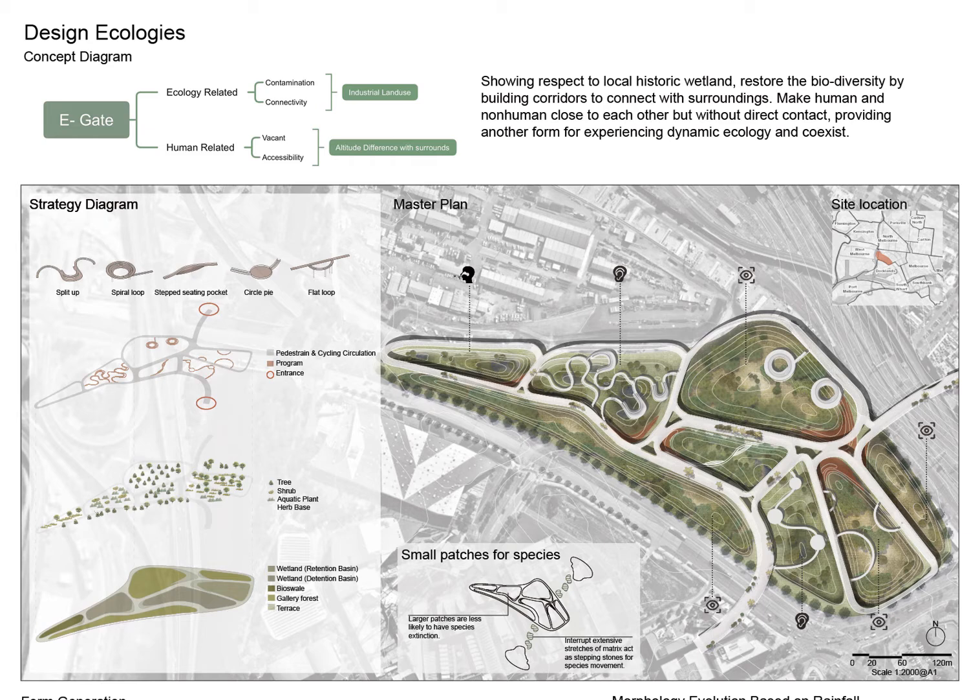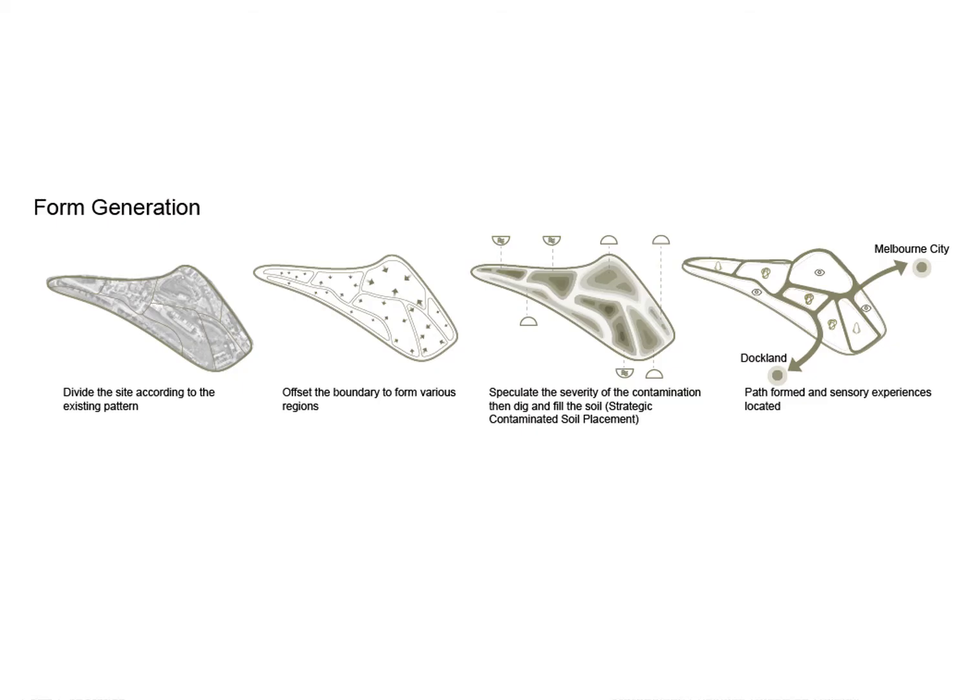And then this is my plan. I keep the upper half of the e-gate still as industrial area and redesign the rest of the part for wetland renaissance combined with a modern park. The form generation shows the steps. I divided the site according to the existing pattern and offset the boundary to form various regions, speculated the severity of the site, and used strategic contaminated soil placement to dig and fill the site. And then the paths formed and the scenery experience was located.